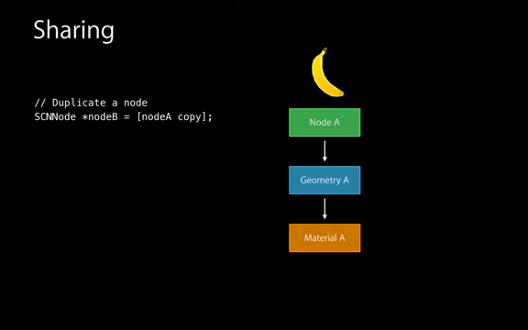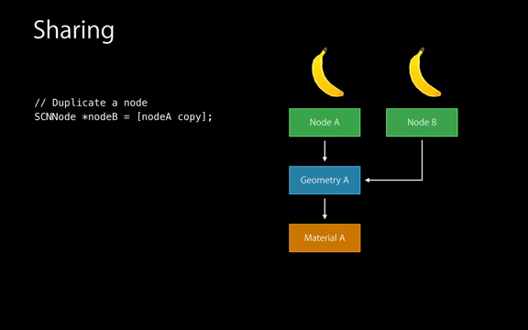First, about sharing. When you copy a node in SceneKit, by default, it shares the attributes. So this is ideal for performance. But now, let's say you want to modify node A's geometry's material. It will also modify the color of node B. And so this is a common pitfall. If it's what you want, that's perfect.